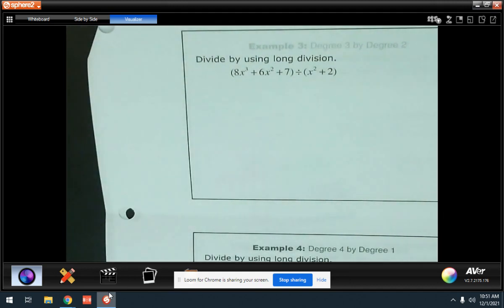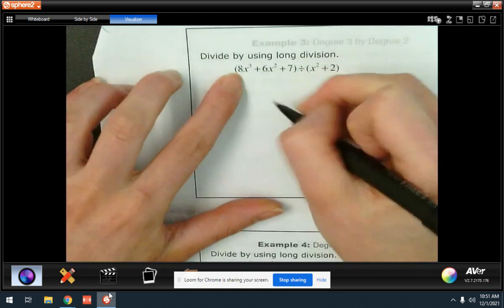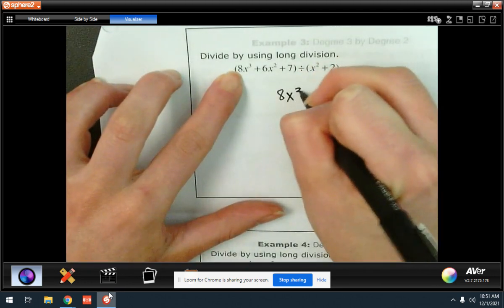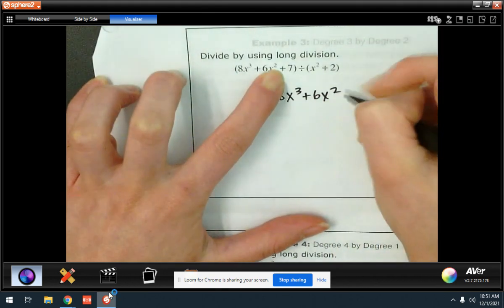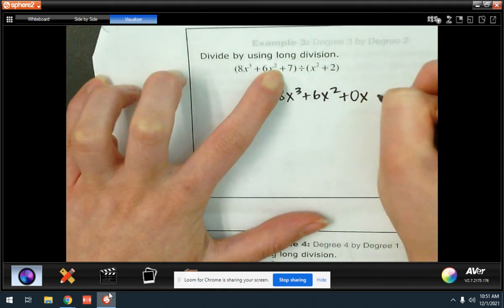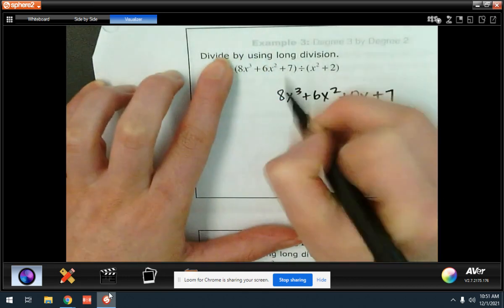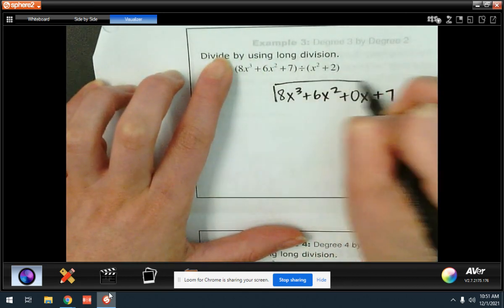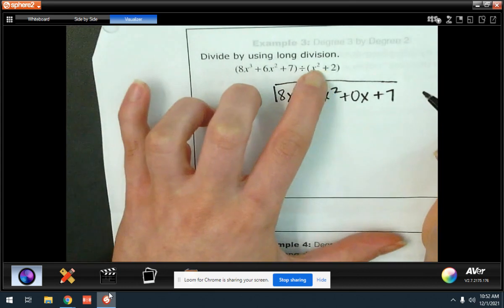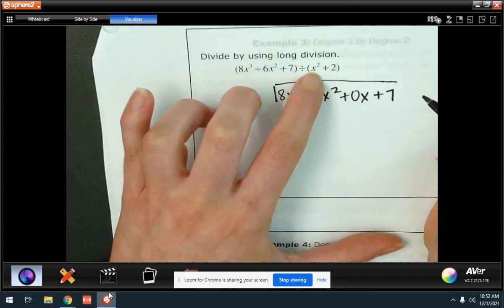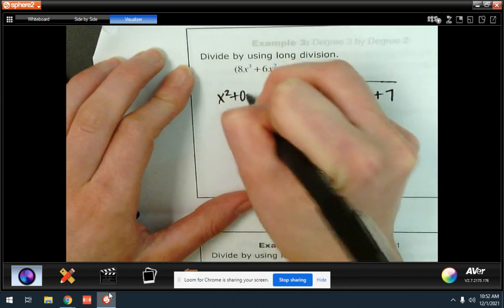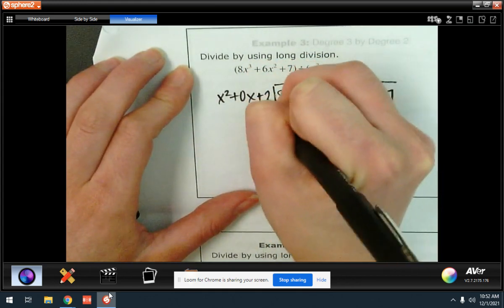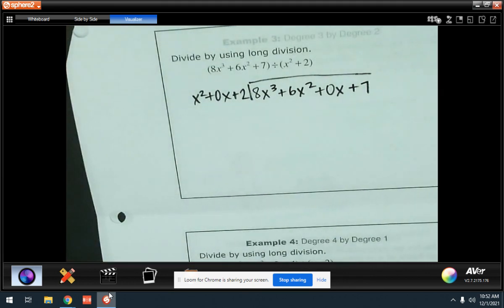And so when I set it up, I have 8x cubed plus 6x squared, and there's no x term, so we have to fill it in. And then over here, the divisor is also missing a term right in the middle, the x term. So we have to write x squared plus 0x plus 2. 2 placeholders.